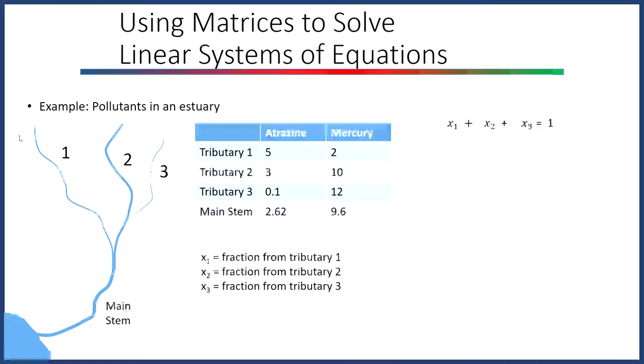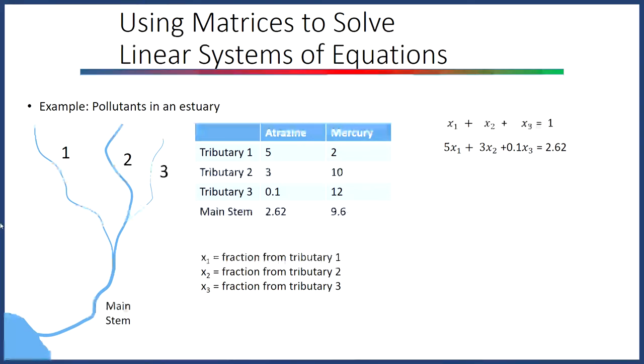The atrazine concentration in the main stem of the river, 2.62, has to be equal to the concentration of atrazine in tributary 1 times the fraction of water coming from tributary 1, plus the concentration of atrazine in tributary 2 times the fraction of water coming from tributary 2, plus the concentration of atrazine in tributary 3 times the fraction of water coming from tributary 3.